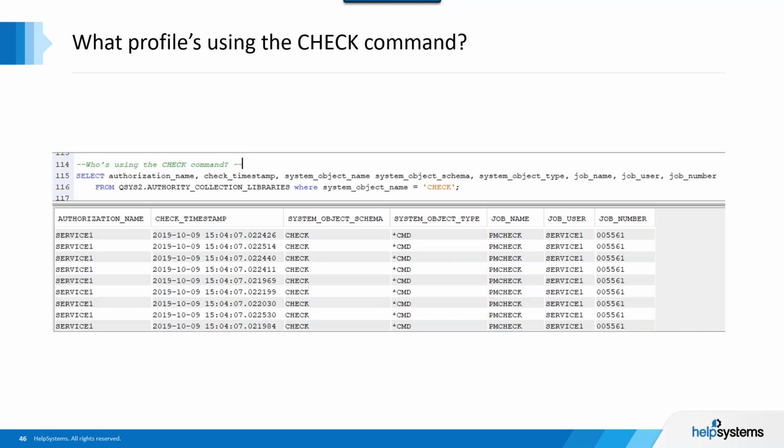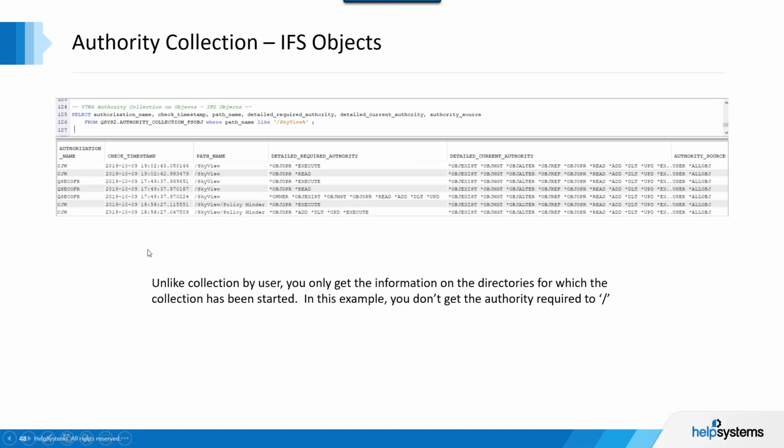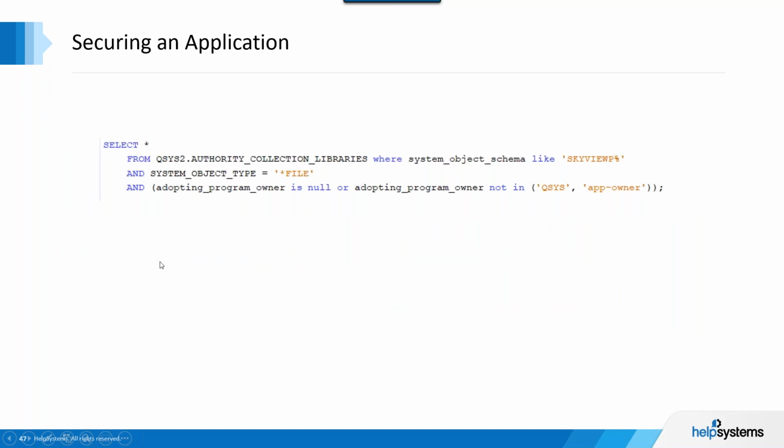So in this case, what I've done is to look at which profile is using the check command. So the check command is in the SkyView PMP library. Remember, I turned on the collection for every object in that library. So I'm using the authority collection libraries view in this case. And I said, where system name is check. So now I have a listing of all of the profiles that are using that check command. It happens to only be one, whoops, go back.